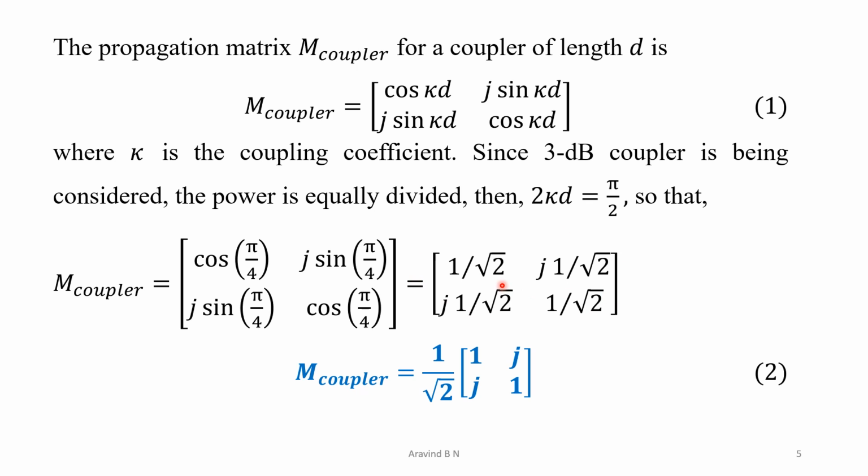Within this matrix, 1 by root 2 is common, so we can take it outside as a common factor. The remaining is 1, j, j and 1. This is equation 1 and this is equation 2.